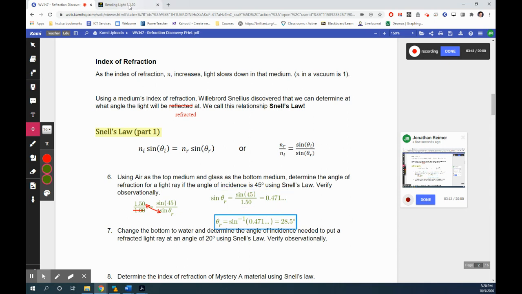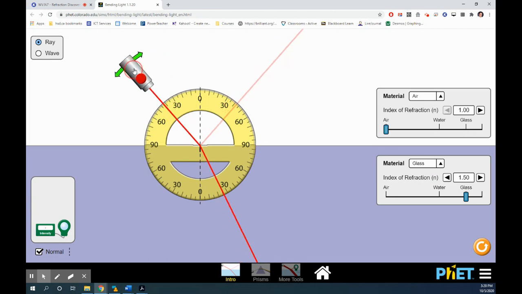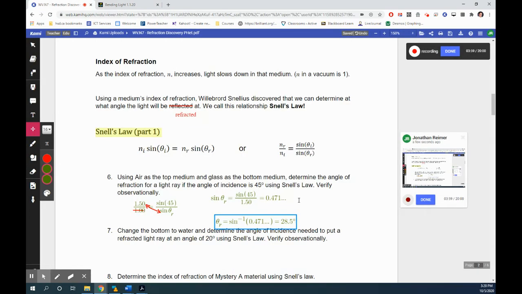And so we can verify this by putting in, we got glass and we said 45 degrees, so we go to 45 right there. Boom. And we should see 28.5. Yeah, there you go, 28.5, with glass on the bottom.